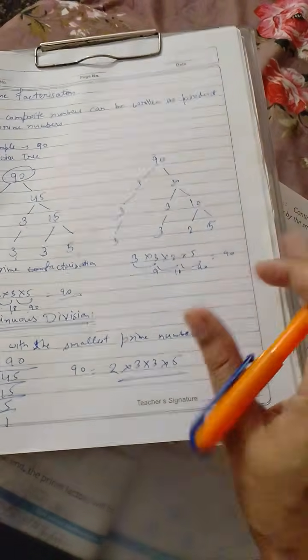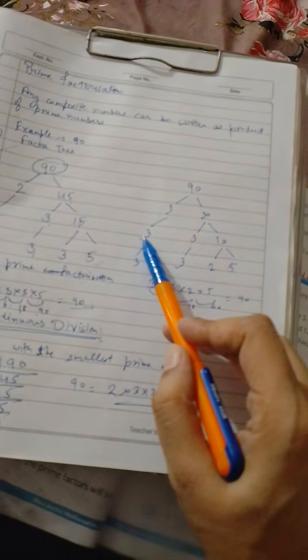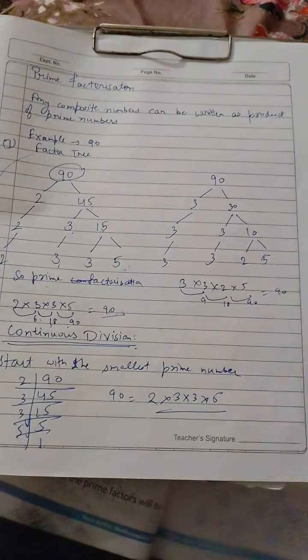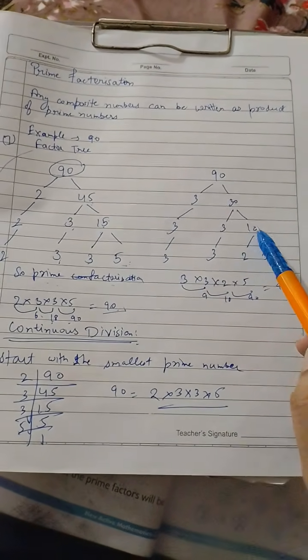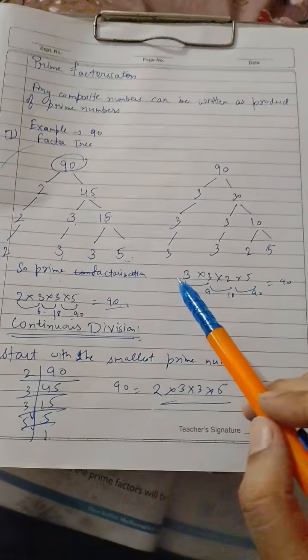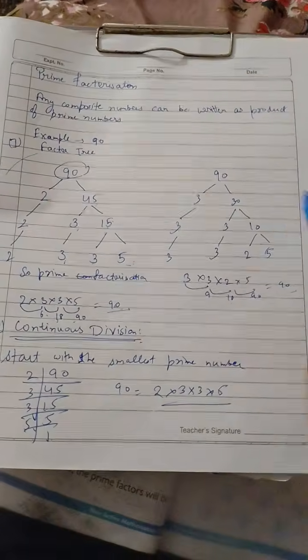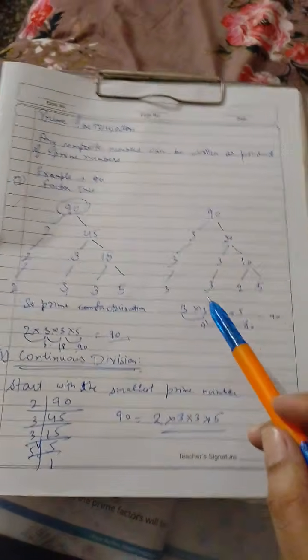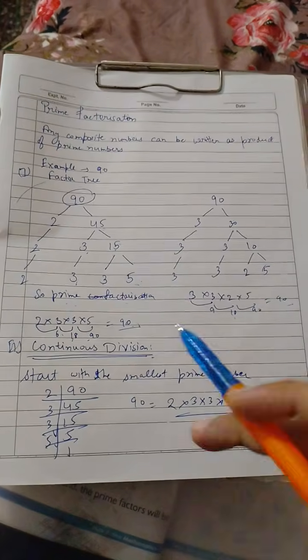If I started with 3, then it becomes 3 into 30, the 3 stays the same, then 30 can be divided by 3 again, so 3 into 10. As you can see, 3 into 10, then 3, 3, and 10 can be factorized with the help of 2 and 5. So 3 into 3 is 9, 9 into 2 is 18, and 18 into 5 is 90. So this is the factor tree method to do the prime factorization of any composite number.